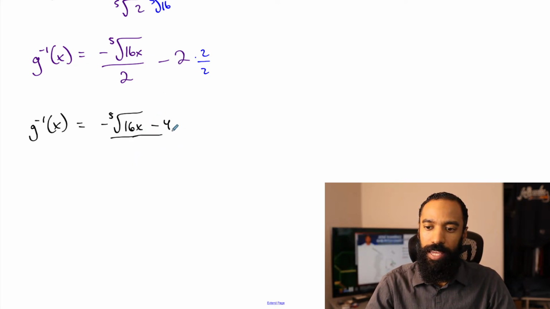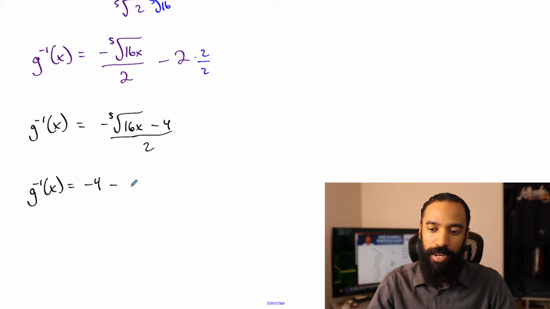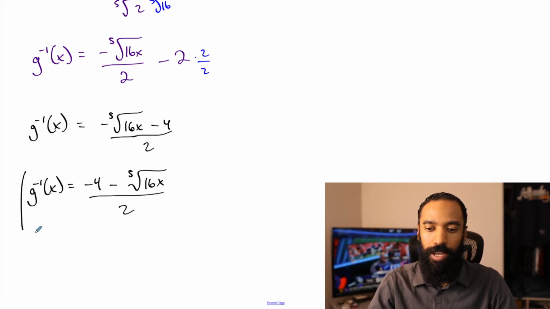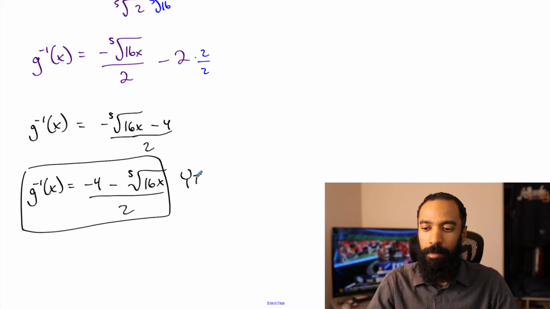Kind of ease the load right there. And last thing, swap the negative 4 and the negative 16. So negative 4 minus fifth root of 16x all over 2. It does match up. It is a yes.